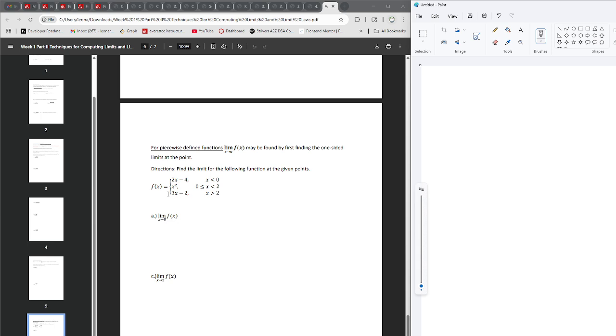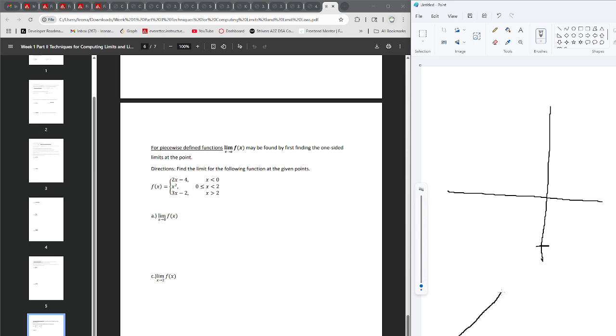If we plug these all in, 2x minus 4 at 0 is negative 4. x squared at 0 is 0. And then 3x minus 2. Well, that's not even like... Okay, let's actually just draw this out. So while x is negative, or on this side, we follow this: 2x minus 4. What, negative 4? Right. So it's coming in from like here, all the negative.